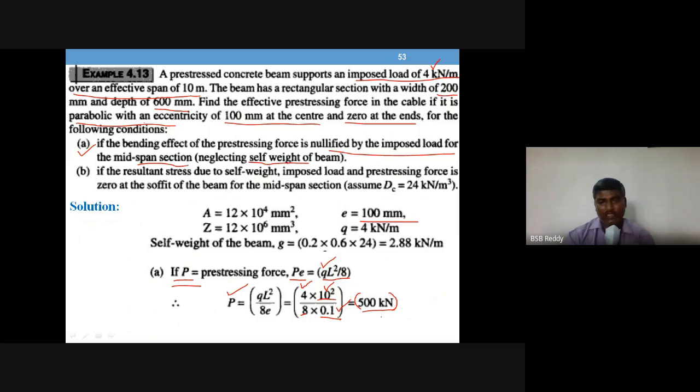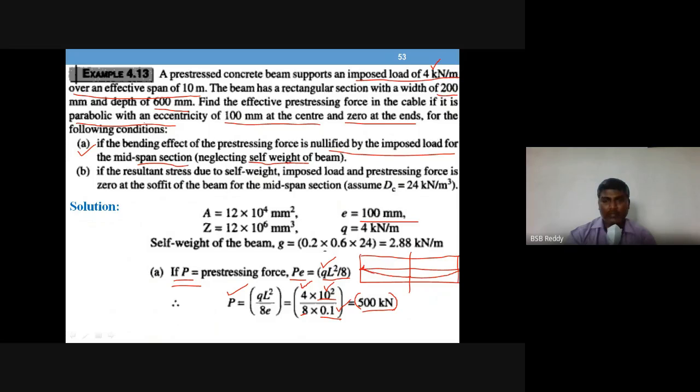If you neglect the self weight of the beam, it has to resist only live load. So this much force is required. Now the cable profile, if you just draw it like this, just an example. So this is the central cross section. 0 is the midpoint. So with 100 mm eccentricity, you need a parabolic cable profile.